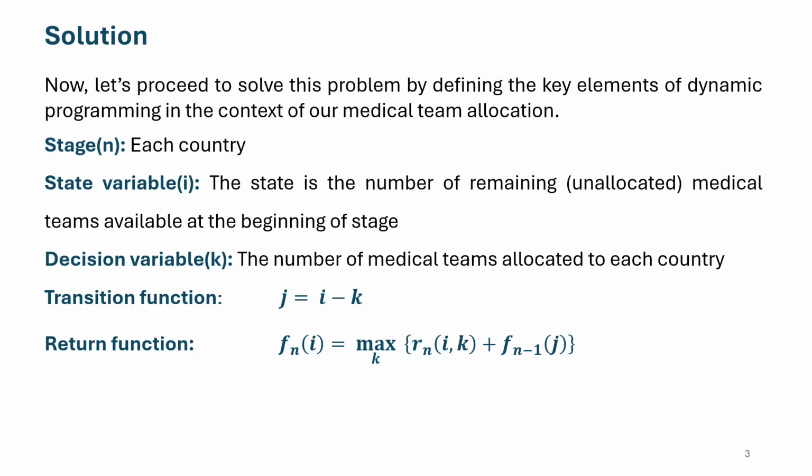This expression consists of 2 fundamental parts. The first component is the immediate return. The direct increase in life expectancy from allocating k teams in the current stage, n. We obtain this value directly from the data table provided. The second component is the optimal return from the previous stages. This is simply the optimal value taken from the previous table we solved. In essence, at each stage, we sum the immediate gain with the optimal gain from all future decisions, and then select the allocation, k, that maximizes this total sum.